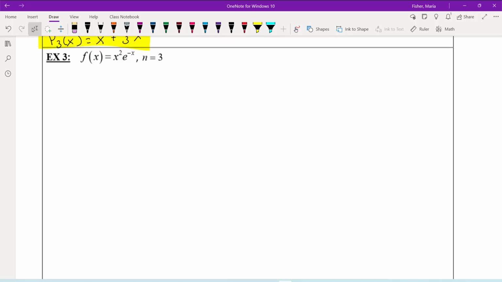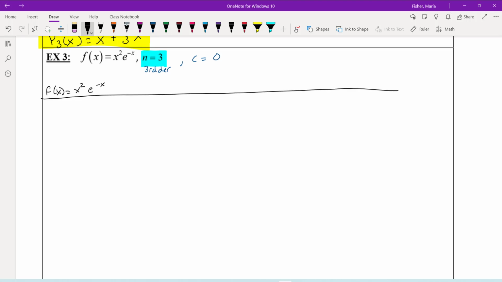Let's look at example 3. We need a third degree polynomial, so I need to go down to the third derivative. And it's Maclaurin, so I know that my c here is 0. I'm centered at 0. Just like last time, I make that table to keep myself organized.